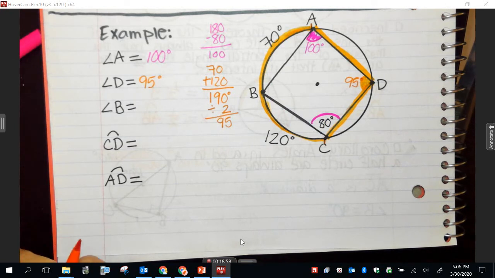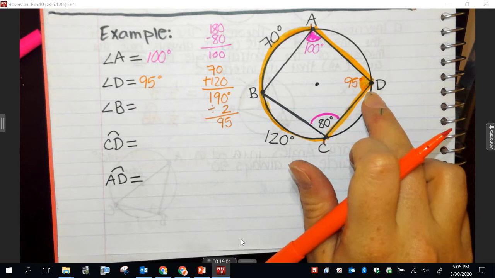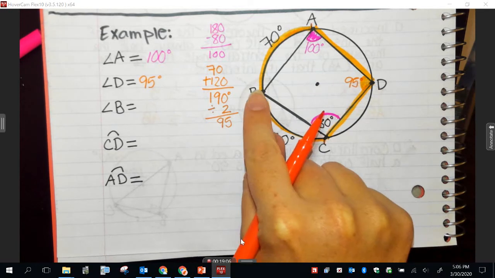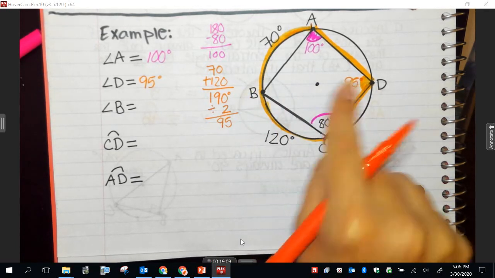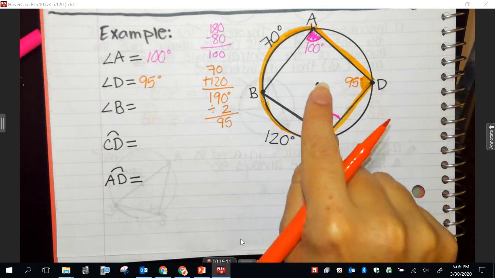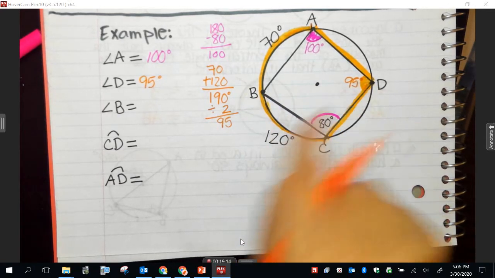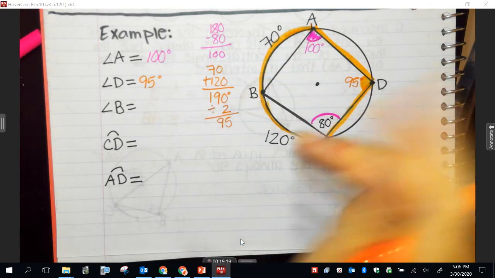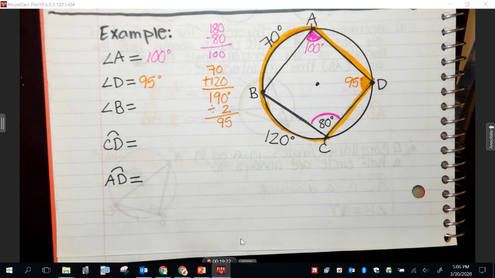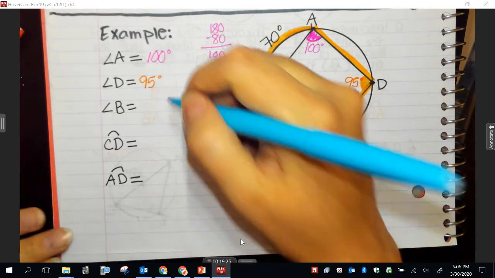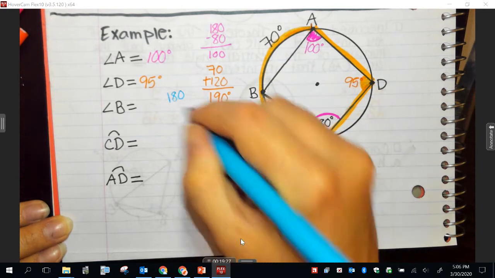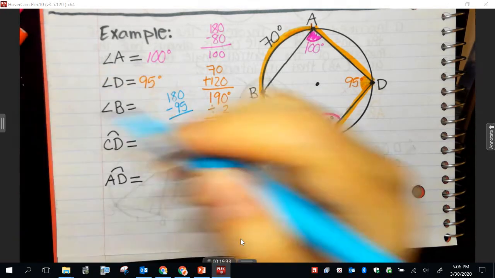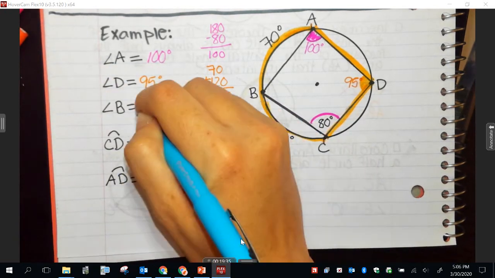Once you know what angle D is, then it's easier to get angle B. Now that we know one of these, we can use the fact that they're opposites in an inscribed quadrilateral, so angle B and angle D should be equal to 180. I'll do this in a different color just to keep my stuff separate. So I can do 180 minus 95 to get that angle B would be 85.